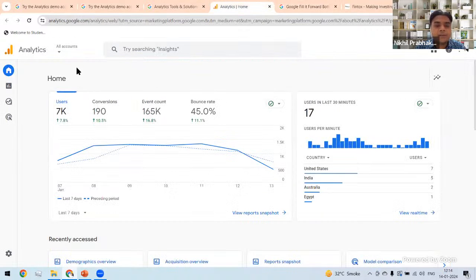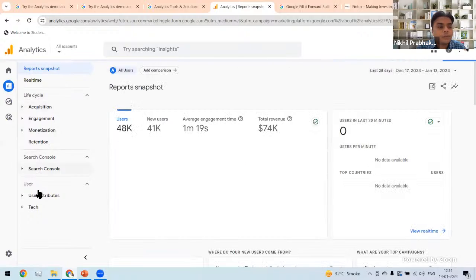So for this website, you can see on the right hand side what we studied in real time. What is happening? People are coming from US mostly, then India, Australia, Egypt. How many people are visiting in the last 7 days? We can go to the report section over here, and under reports, then we can go to user attributes.